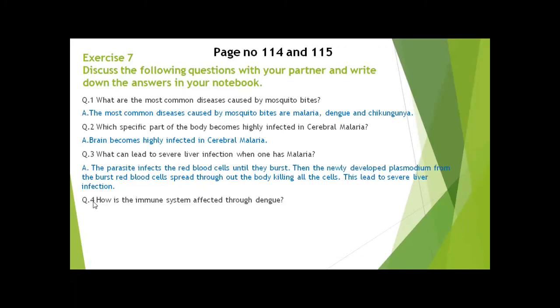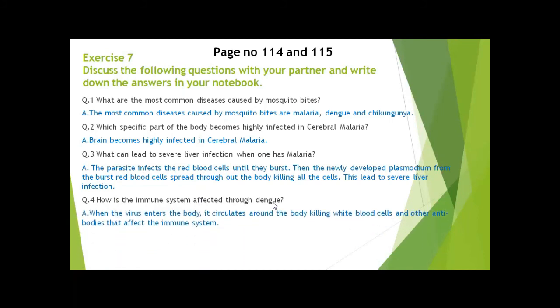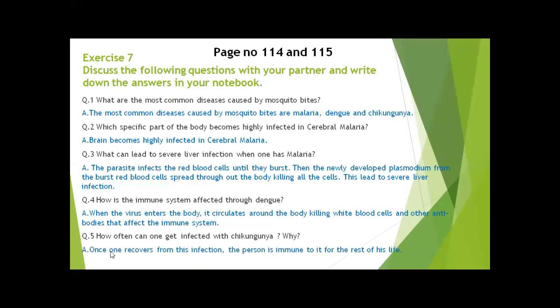Question number 4. How is the immune system affected through dengue? Answer is when the virus enters the body, it circulates around the body, killing white blood cells and other antibodies that affect the immune system. Question number 5. How often can one get infected with chikungunya and why? Answer is once one recovers from this infection, the person is immune to it for the rest of his life.